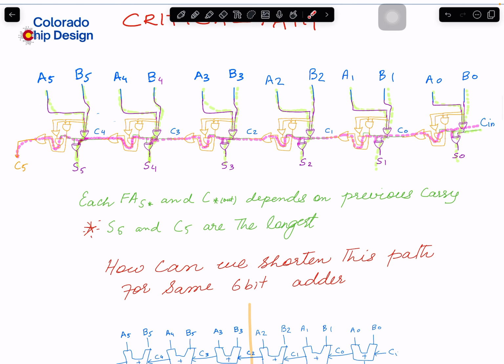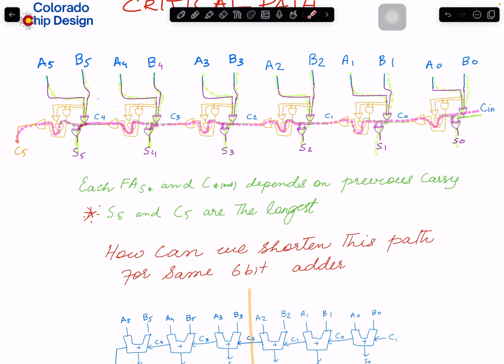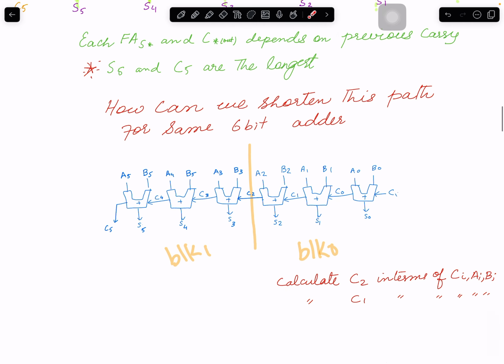Okay, so I think I mentioned the same thing here. The question is, is there a way for you to make this output stable or come earlier on? Is there a way? And that's where our next step of block comes in.